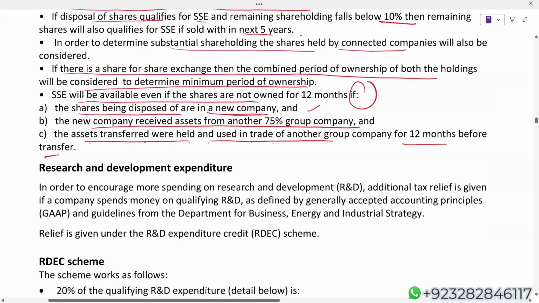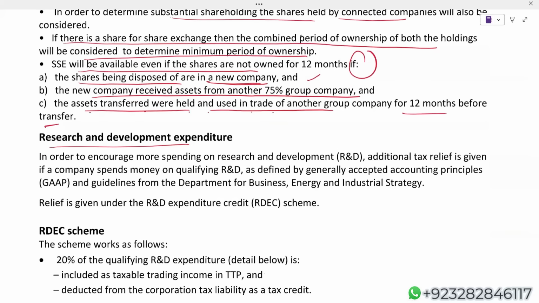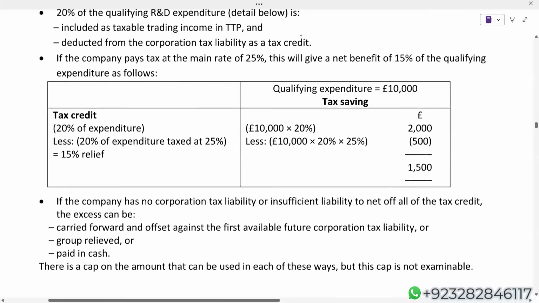Research and development expenditure. In the UK, HMRC encourages organizations to spend money on R&D. That is why they came up with this solution, so that corporations spending money on R&D should be getting some relief. In order to encourage more spending on research and development, additional tax relief is given if the company spends money on qualifying R&D, as defined by generally accepted accounting principles and guidelines from the Department for Business.